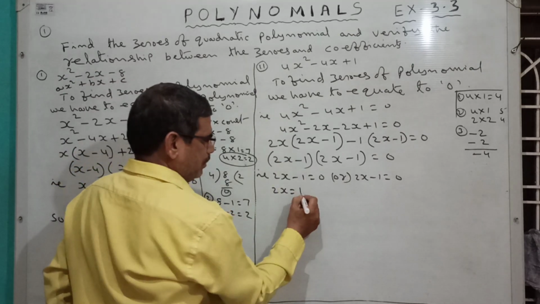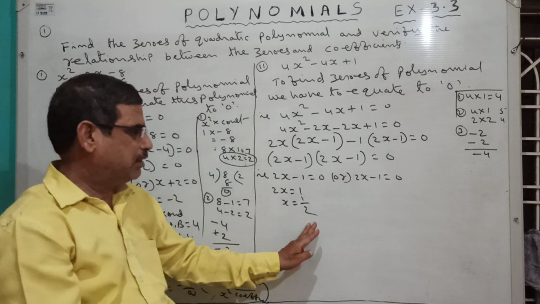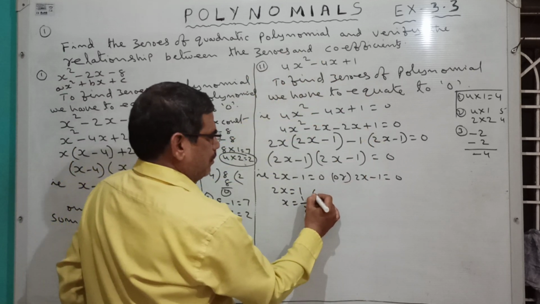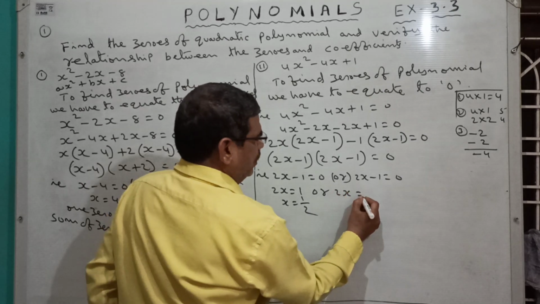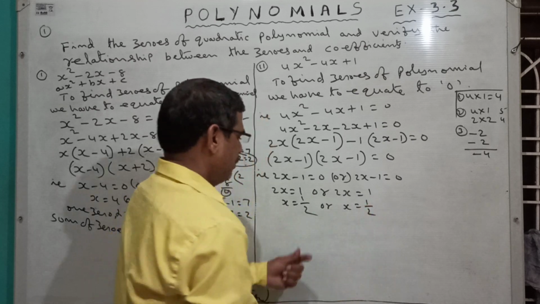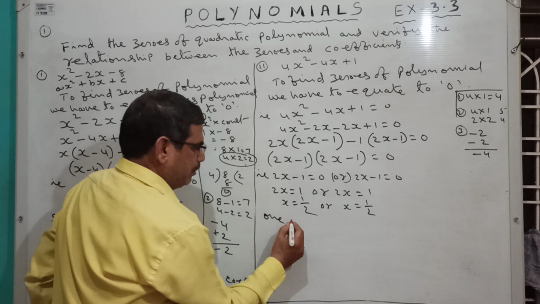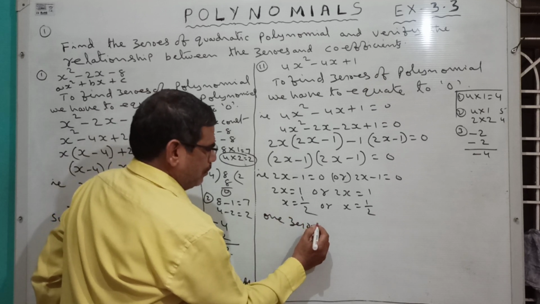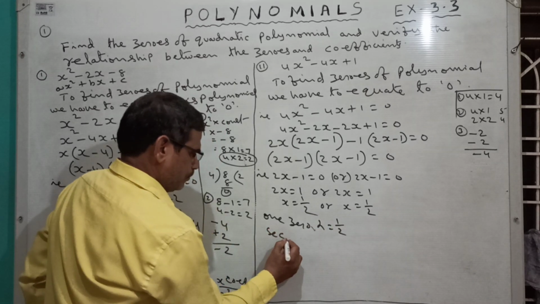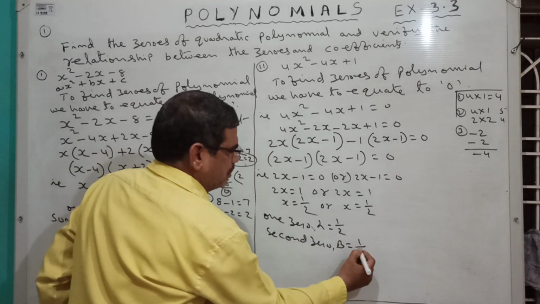2x is equal to 1, x is equal to 1 by 2. Here it is multiplication, so on that side it means division. Minus 1 will become plus 1. Or 2x is equal to 1, same answer. x is equal to 1 by 2. Here also 1 by 2, there also 1 by 2. So the first zero, alpha is equal to 1 by 2, the second zero, beta is also 1 by 2, same value.